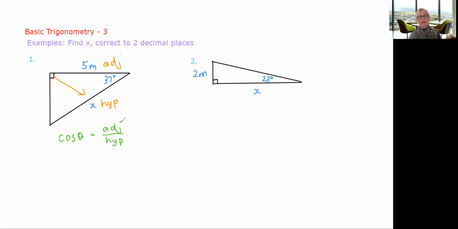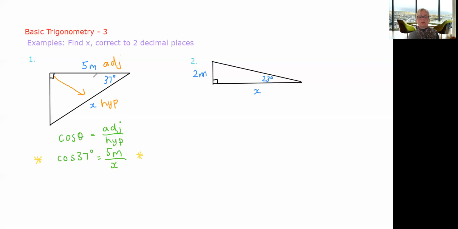So we've labelled our sides, and we've made the decision that it's related to the cosine ratio. Now we're going to sub into our rule. Instead of theta, we've got 37 degrees. Instead of our adjacent, we've got our 5 metres. And instead of our hypotenuse, we've got our x. At this stage, I just want you to be a little bit aware. Don't automatically assume that the x is going to be in the numerator, because it won't necessarily always be in the numerator. We need to substitute in accordingly.